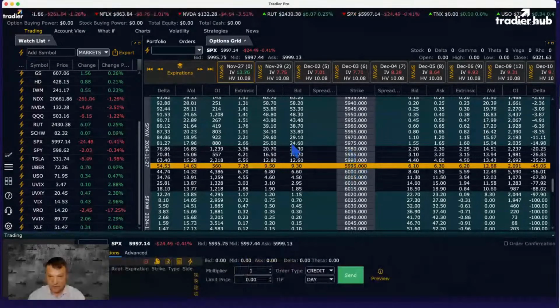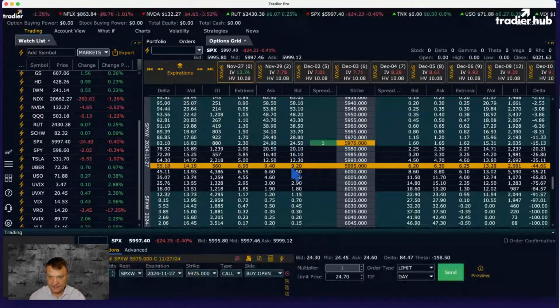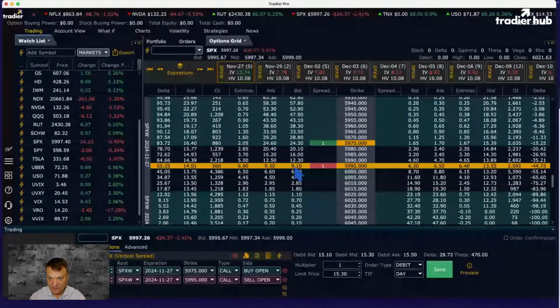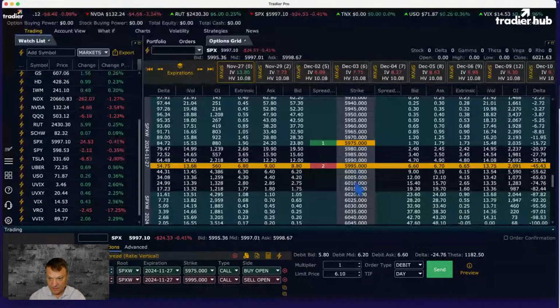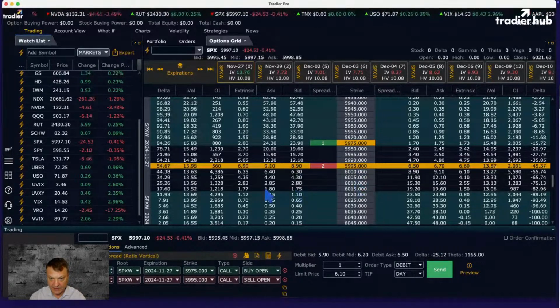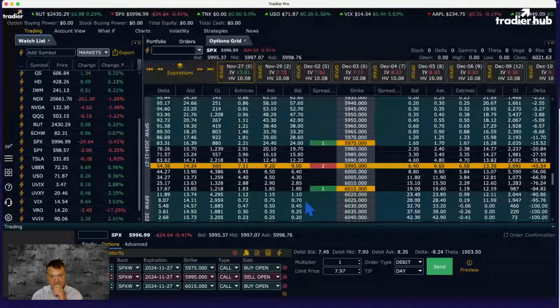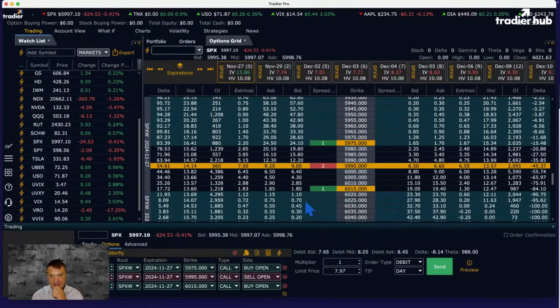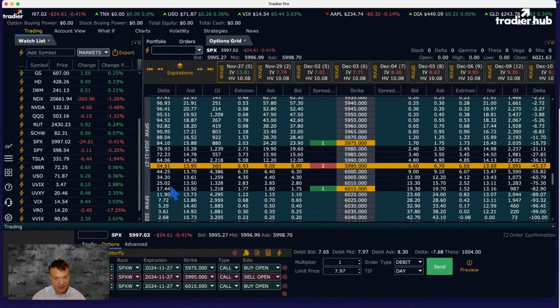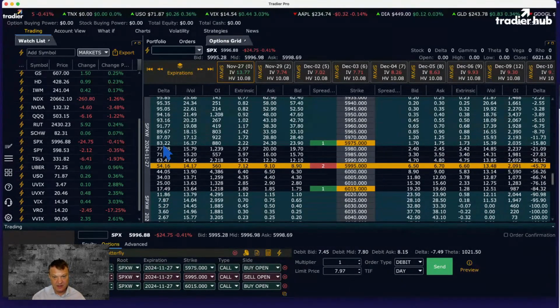Let's try this again. Buy, sell, buy. $8 to make 20. So we got 12 points of upside, and it's got to stay within the one standard deviation move. The delta here is 17 and we're 80.